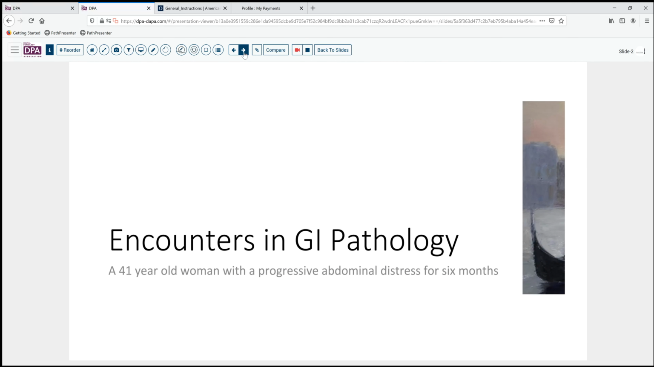Our case today is a case from the realm of GI pathology. It's a 41-year-old woman who has had progressive abdominal distress for about the last 6 months. She finally comes to attention and is found on radiography to have a rather large, apparently mesenteric mass that seems to be displacing and partially obstructing some of her loops of small bowel.